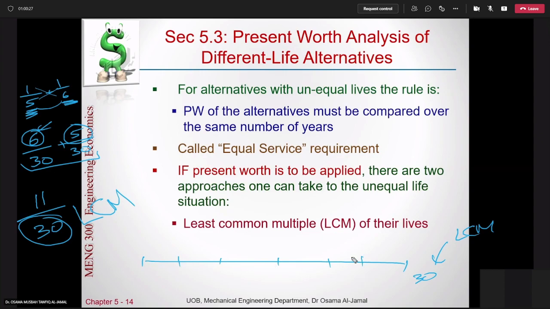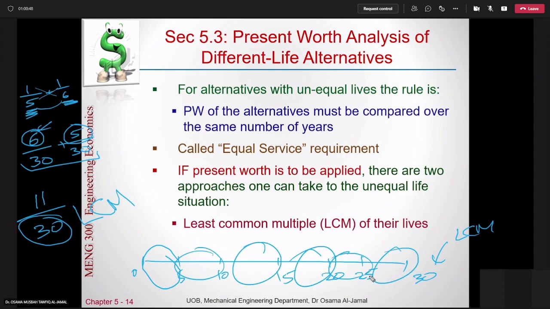1, 2, 3, 4, 5, 6. So 0 to 5, 10, 15, 20, 25, 30. We're going to have 6 cycles, i.e. we repeat the cash flows of one cycle again, 6 times according to that number. That's the easiest way to get the idea of that LCM.